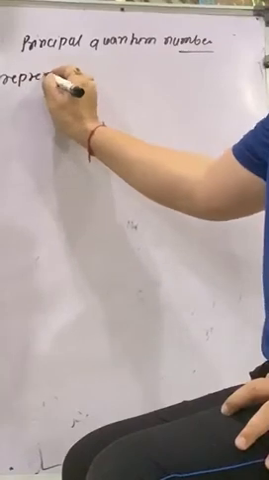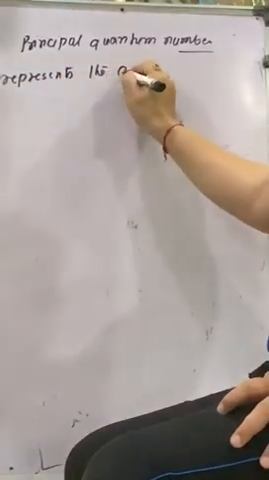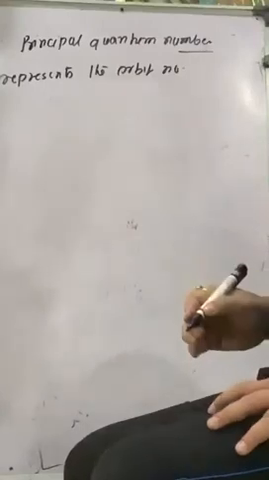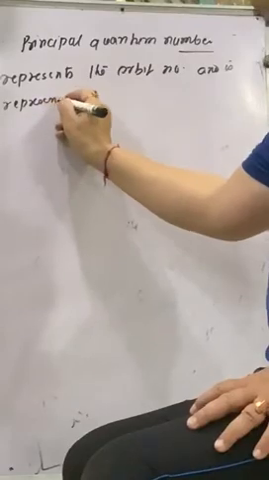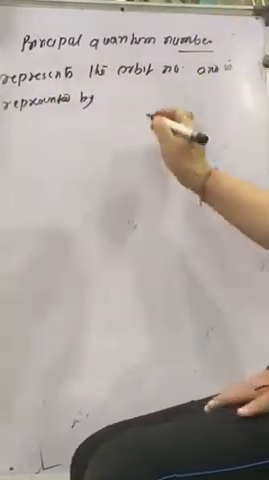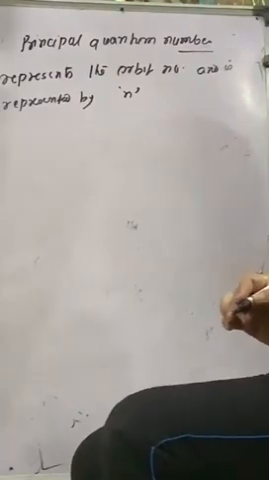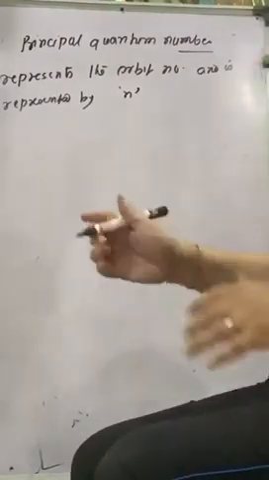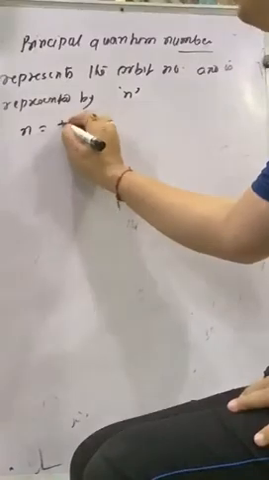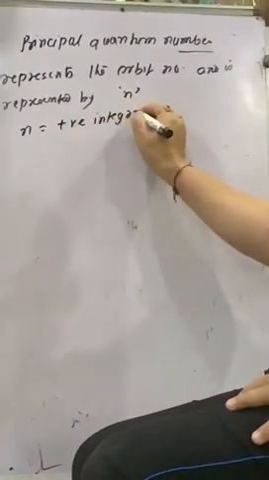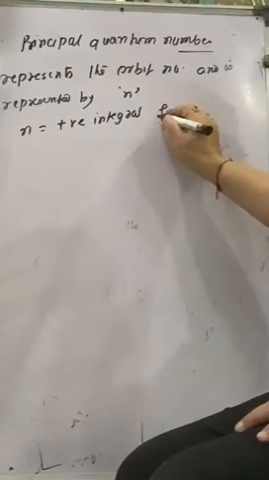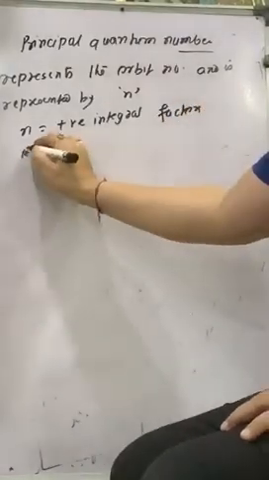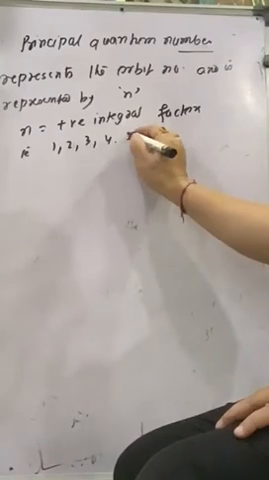The principal quantum number represents the orbit number, okay, and is represented by small n. But n is nothing but a positive integral factor. n is a positive integral factor, that is 1, 2, 3, 4, 5, and so on.